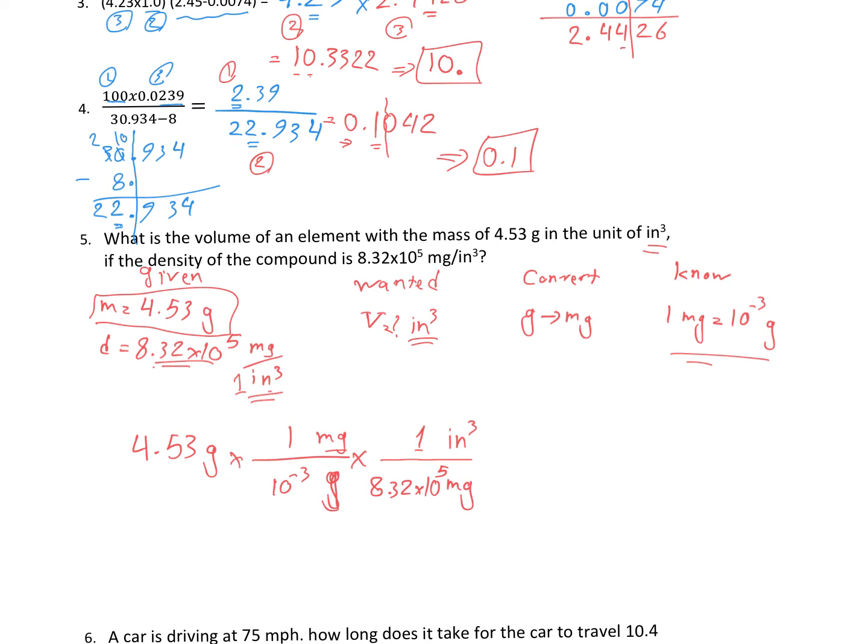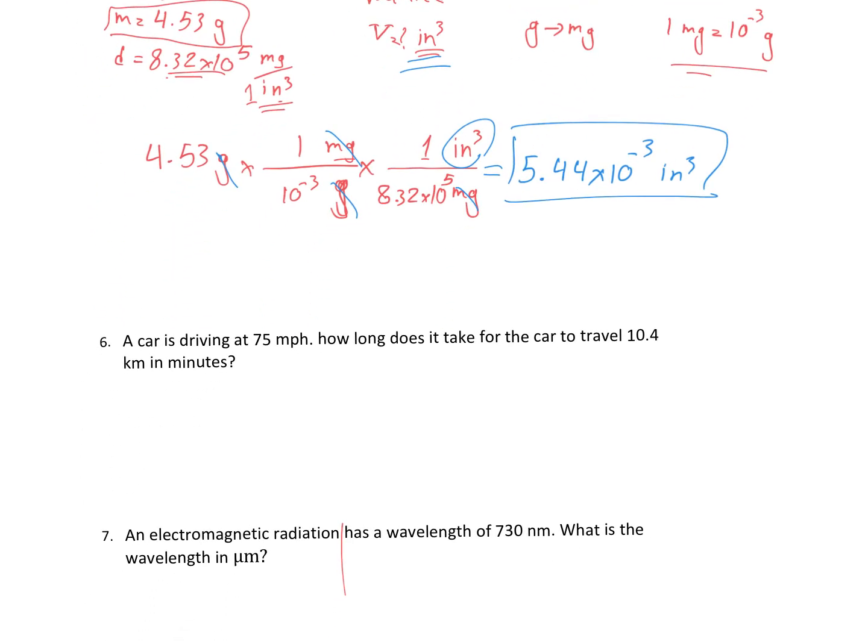Okay. So we can cancel gram with gram, milligram with milligram, and we end up with cubic inch, and that's what we want. Okay, so when you're good with the unit, the rest is just putting these numbers in a calculator, and the number is 5.44 times 10 to negative 3 cubic inches. Okay, so let's go to the next question.